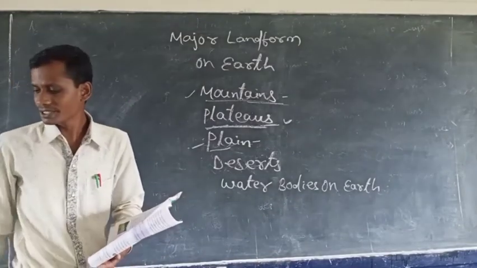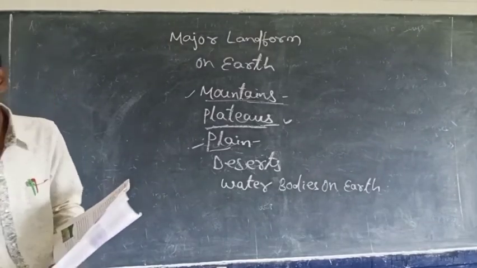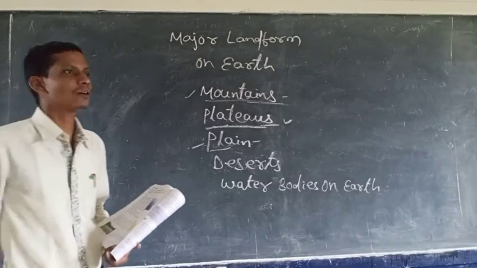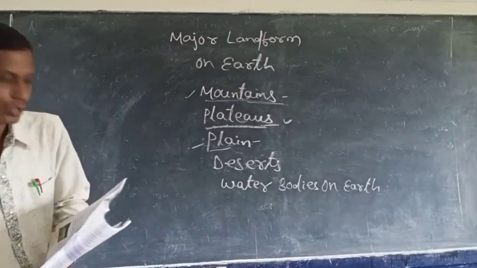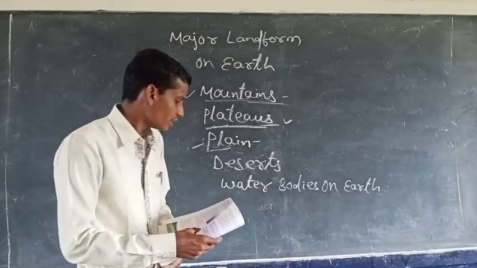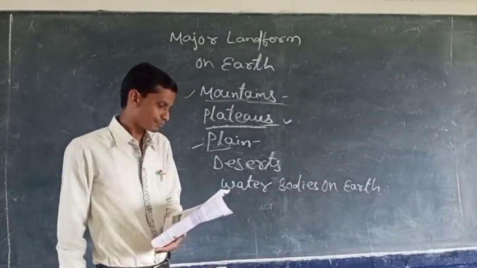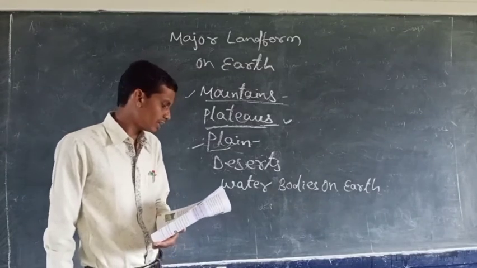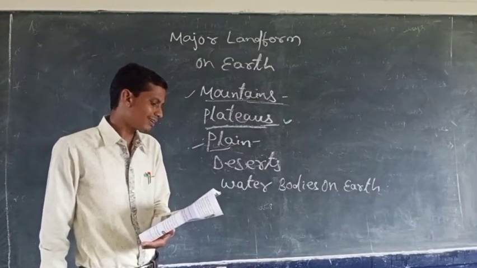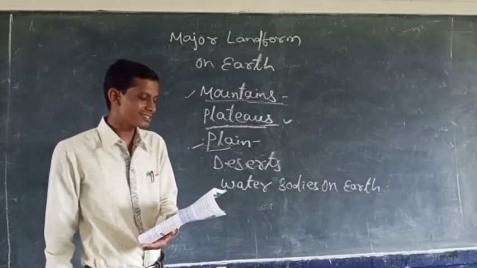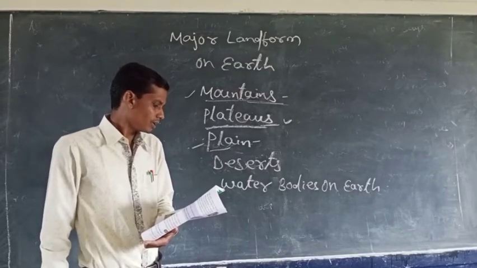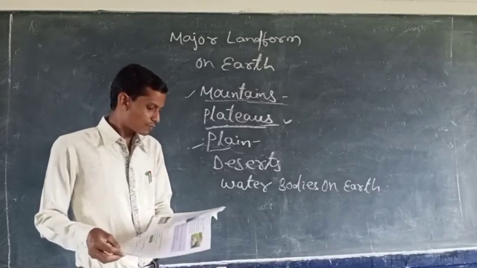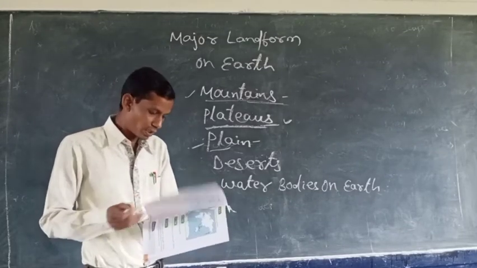Then the next topic is water bodies on the earth. In the previous chapter we learned that 3/4 of the earth's surface is covered with water bodies. Water bodies on the earth are in the form of oceans, seas, rivers, lakes, ponds, bays and gulfs. In this form we are getting the water.